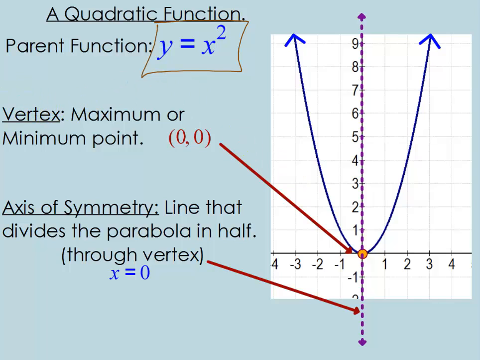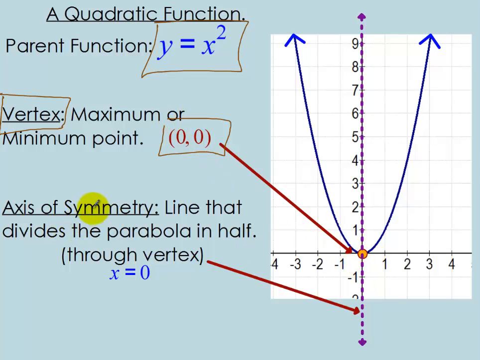Some key parts you want to know are what a vertex is. The vertex is the maximum or minimum point. So it's kind of like the lowest point or the highest point. In this case, if you have this U shape, it's the very bottom of the U shape. And the coordinates of the vertex, you're going to write as an ordered pair: (0, 0).